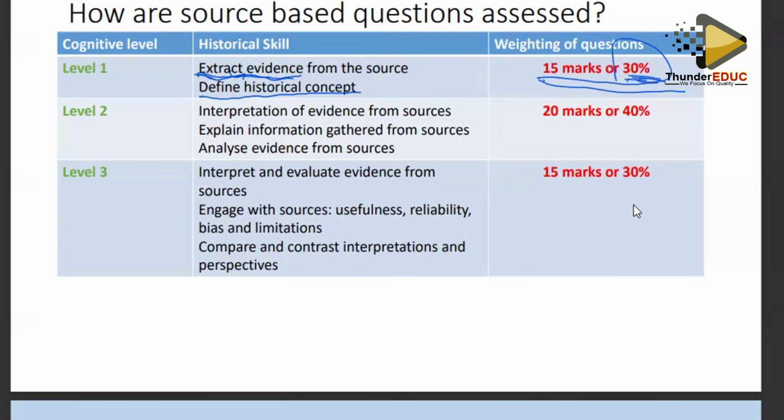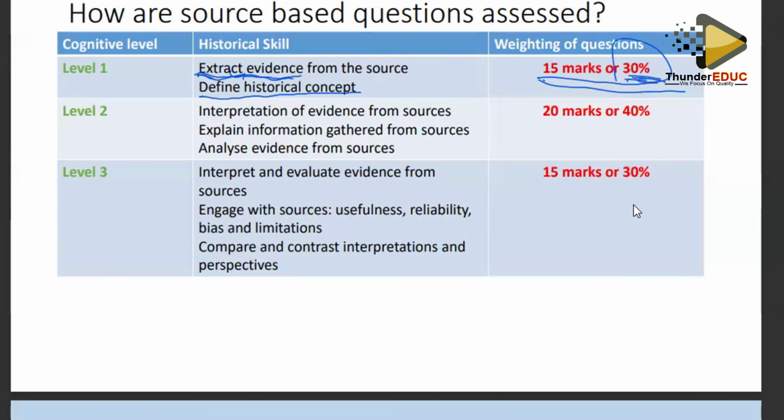We are going up the hierarchy of cognitive level or difficulty. These ones require interpretation of evidence from sources, or explaining information gathered from sources, or analysis of evidence from sources. Basically, you are interpreting evidence from the sources. You are now dealing with the deeper meaning of the sources, and with evidence and information gathered from the different sources.